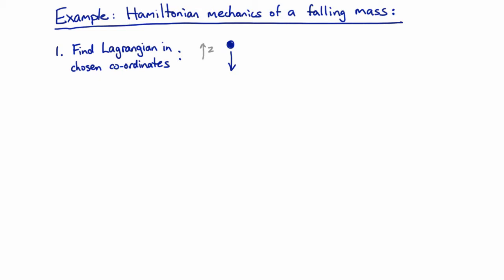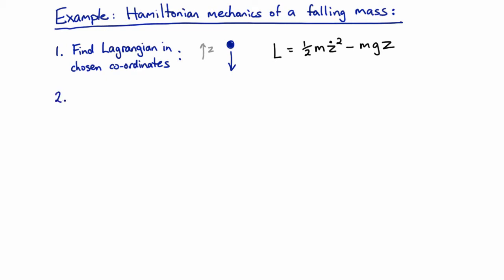Okay. Now my Lagrangian is my kinetic energy, and I'll just do this in one dimension, minus my potential energy. And this is where my choice of sign and choice of coordinate becomes very important.